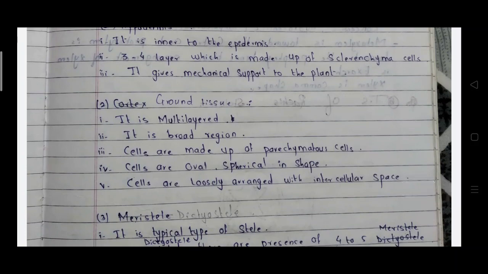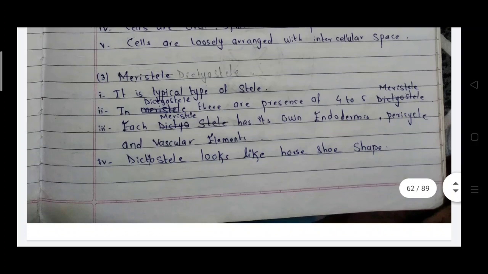The cells of the ground tissue are made of parenchymatous cells, and they are oval or spherical in shape, and they are arranged loosely with intercellular spaces. So this is the second layer of the transverse section, that is the ground tissue, which covers the broad region of this section. Then the third important part of the transverse section is the dictyostele.